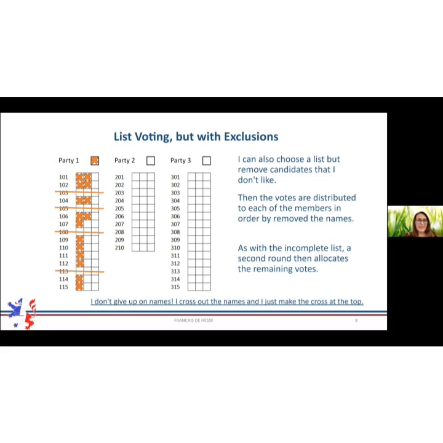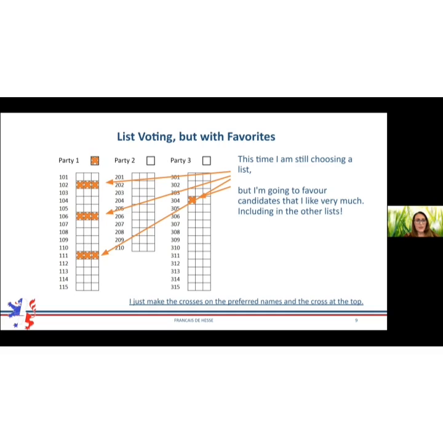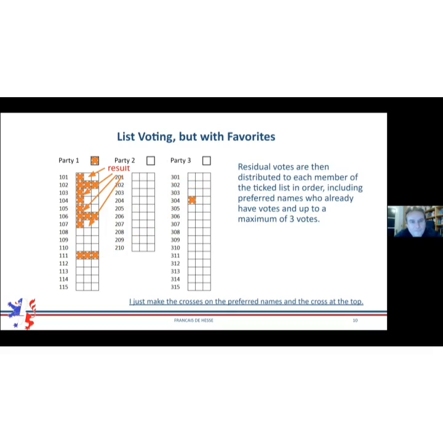Moving on. Then you can also put favorites in it again. So you can check the party box, party 1. But then you are particularly eager on having candidates 102, 106, and 111 elected, so you give them 3 of your voices. And you can also vote for a candidate of another party. Then you will see the results. Since there are some crosses missing, they will be added on the party you've checked.